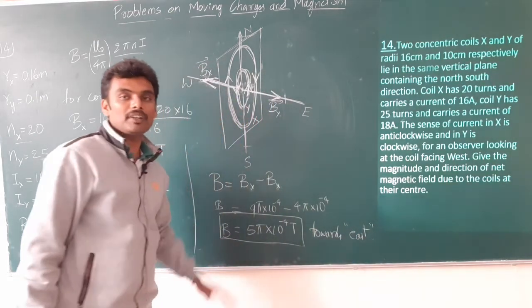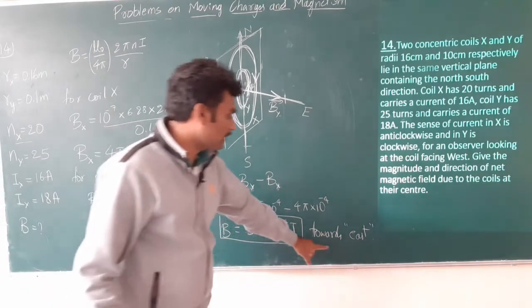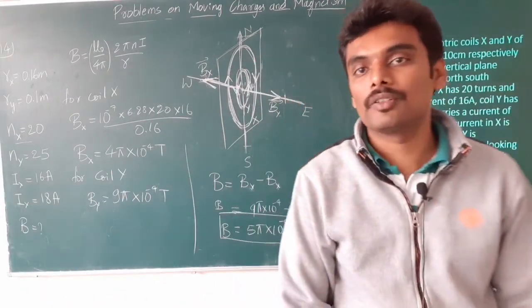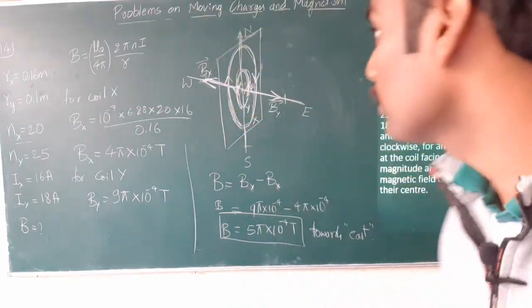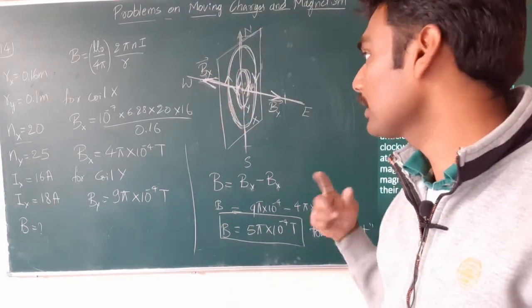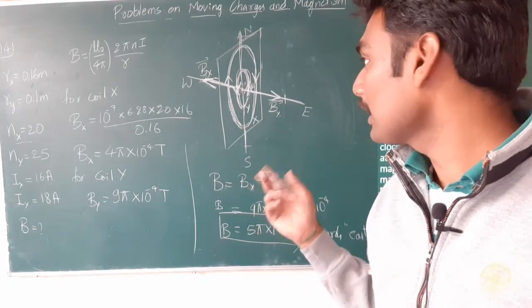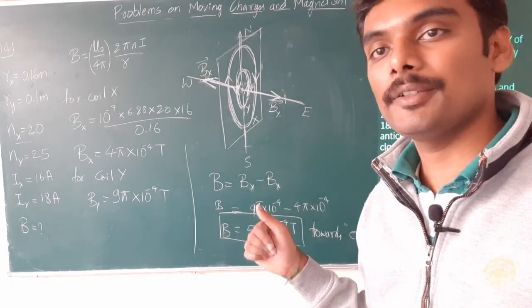And hence this completes the answer. You should keep the direction, that will carry 1 mark. Okay? Magnitude and the direction. So that's about 14. Two coils in the same plane, but carrying current in opposite direction. Okay?